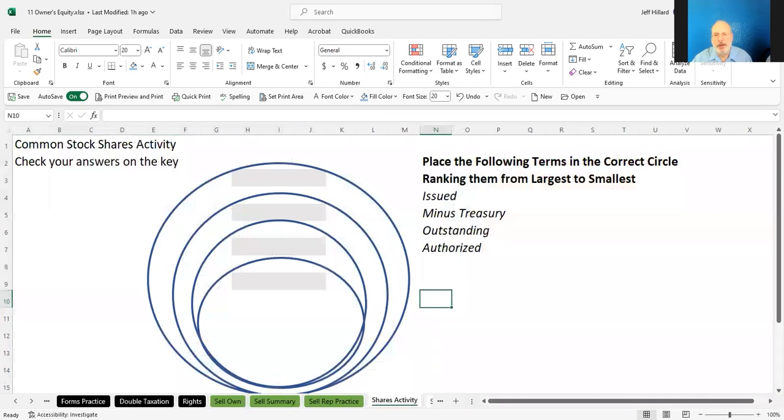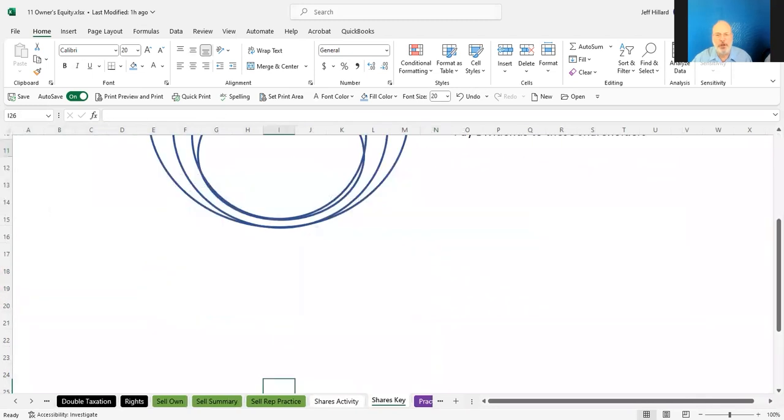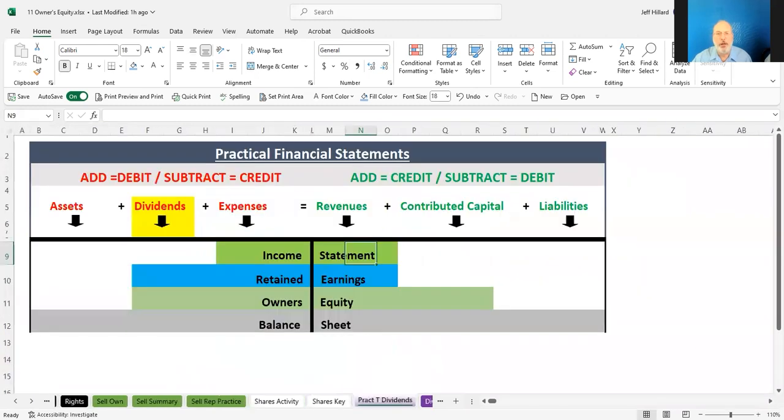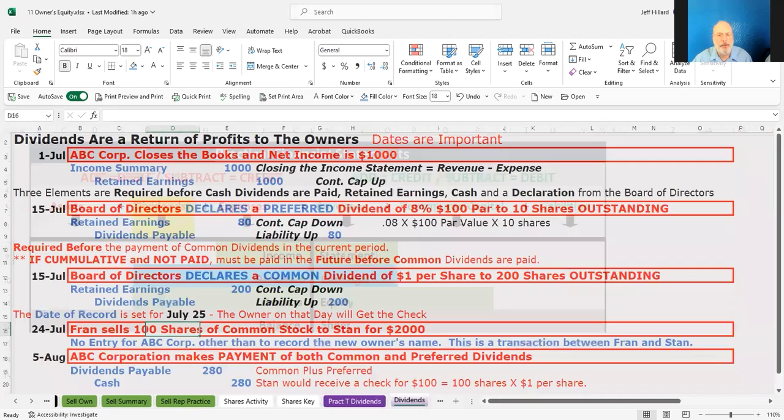Then we're going to talk about another big issue, authorized, issued and outstanding. We're going to show you the key, but I'm not going to show you too much right now. And then we're moving back, and we're going to introduce dividends over there in the yellow and how it fits in with the income statement, retained earnings, owner's equity, and the whole balance sheet as a whole.